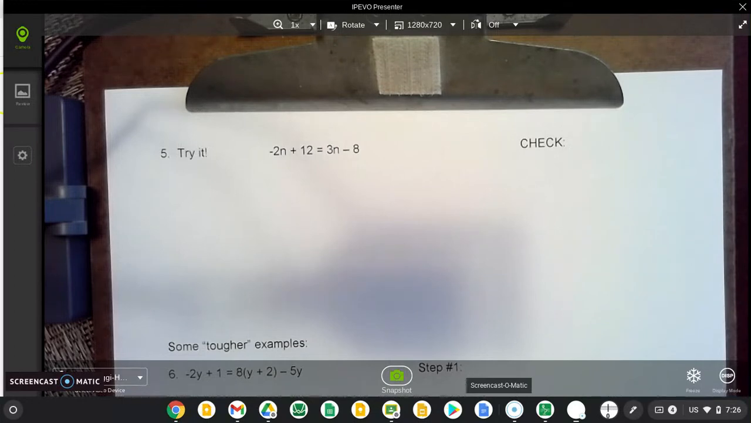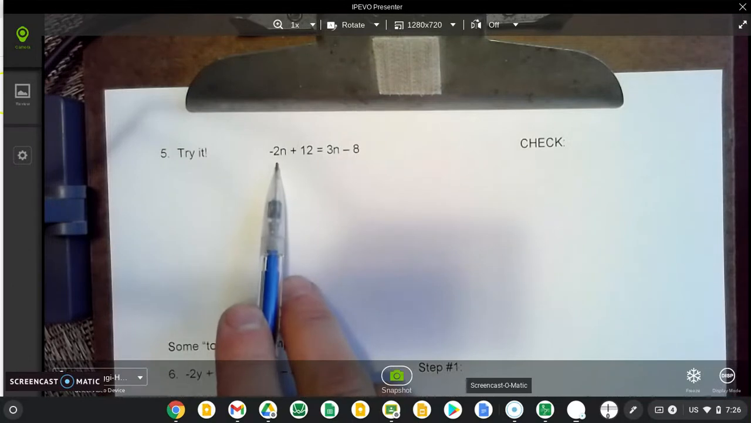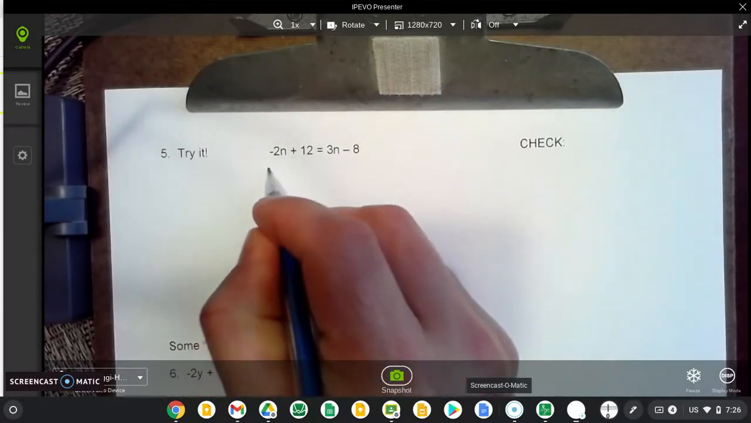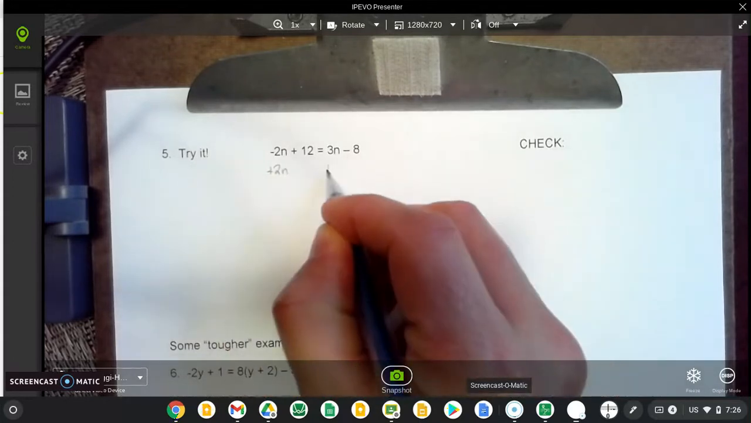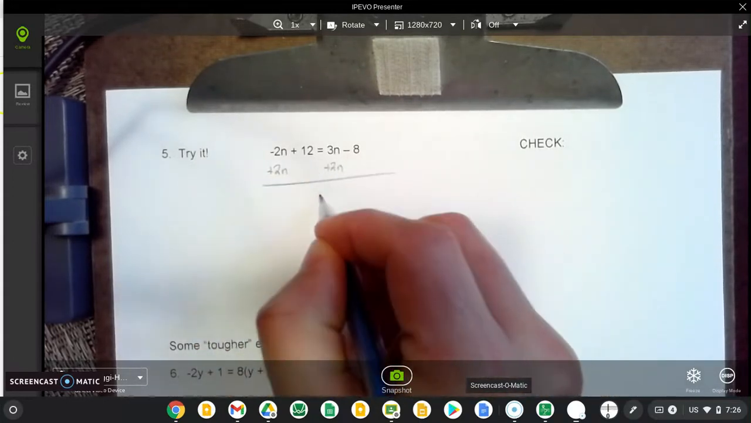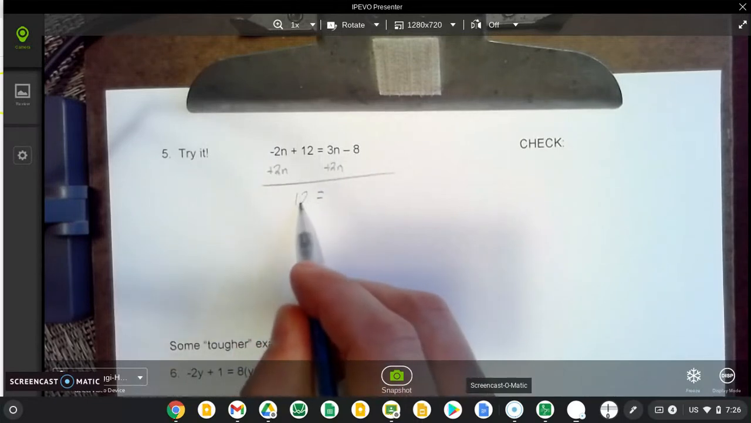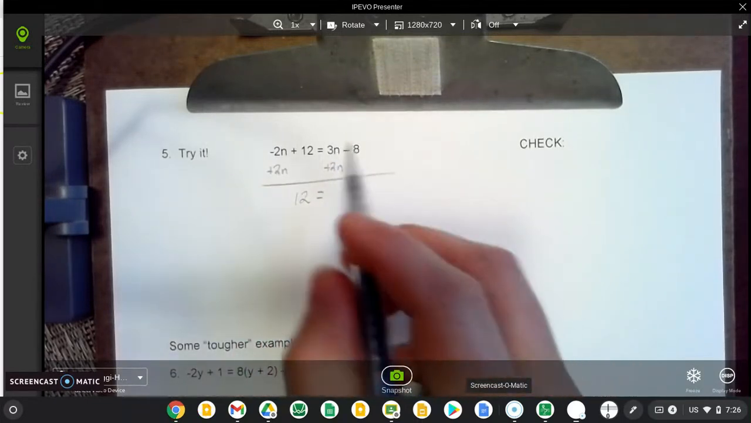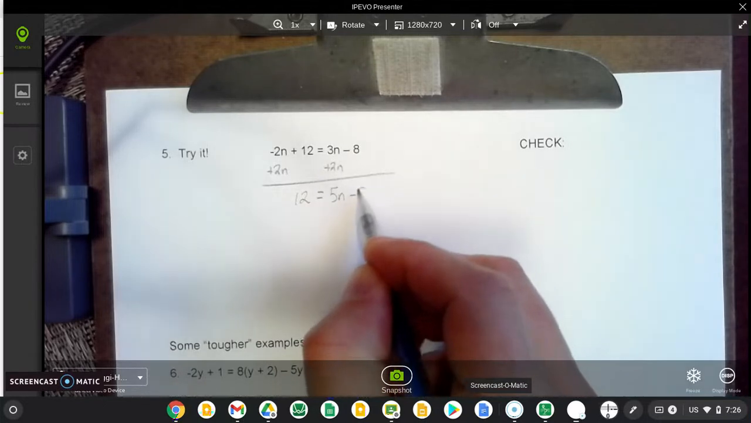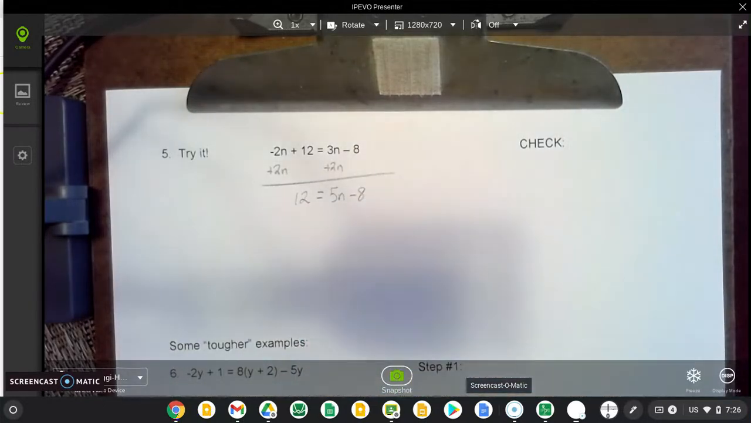Negative 2n plus 12 is equal to 3n minus 8. Okay, I've got variables on each side, so I'm going to move the smaller variable over to the side where the larger variable is. Negative 2n is smaller than 3n, so I'll move this negative 2n by adding 2n on each side. Bring the equal sign down. Negative 2n plus 2n is 0, leaving us with 12. 3n plus 2n is 5n, and bring down the constant of negative 8.